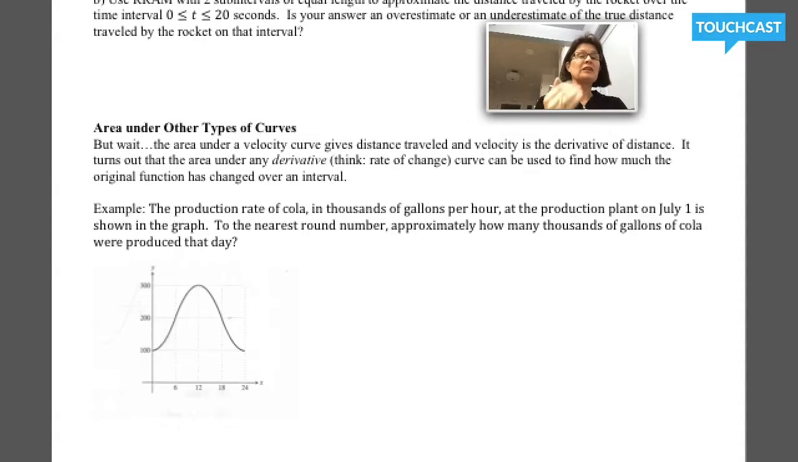Here, the production rate of cola in thousands of gallons per hour. Notice this word per. It's our hint that we're talking about a rate of change, gallons per hour, at some production plant on some day, is shown in the graph. To the nearest round number, how many thousands of gallons of cola were produced that day? Well, to find the change in the number of gallons of cola, you find the area under the rate of change in the amount of cola curve.